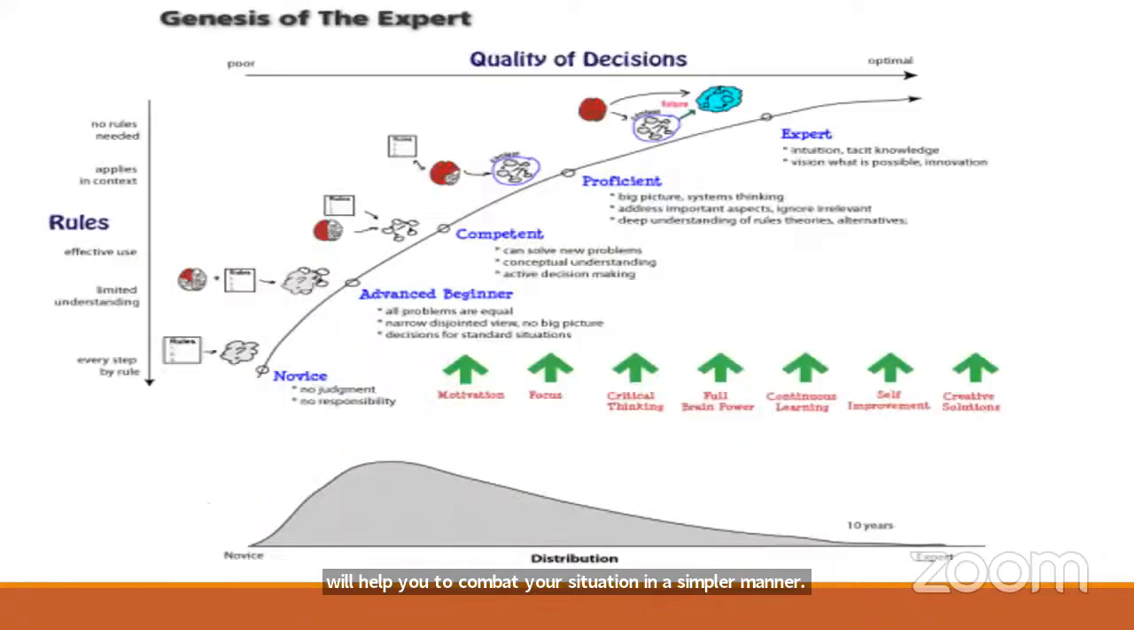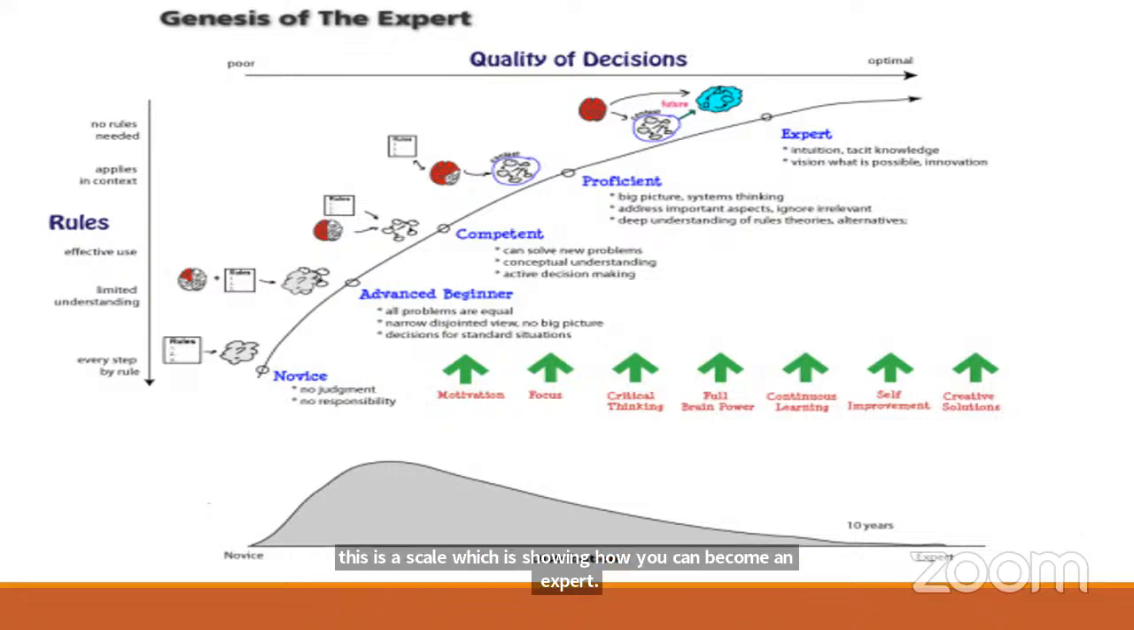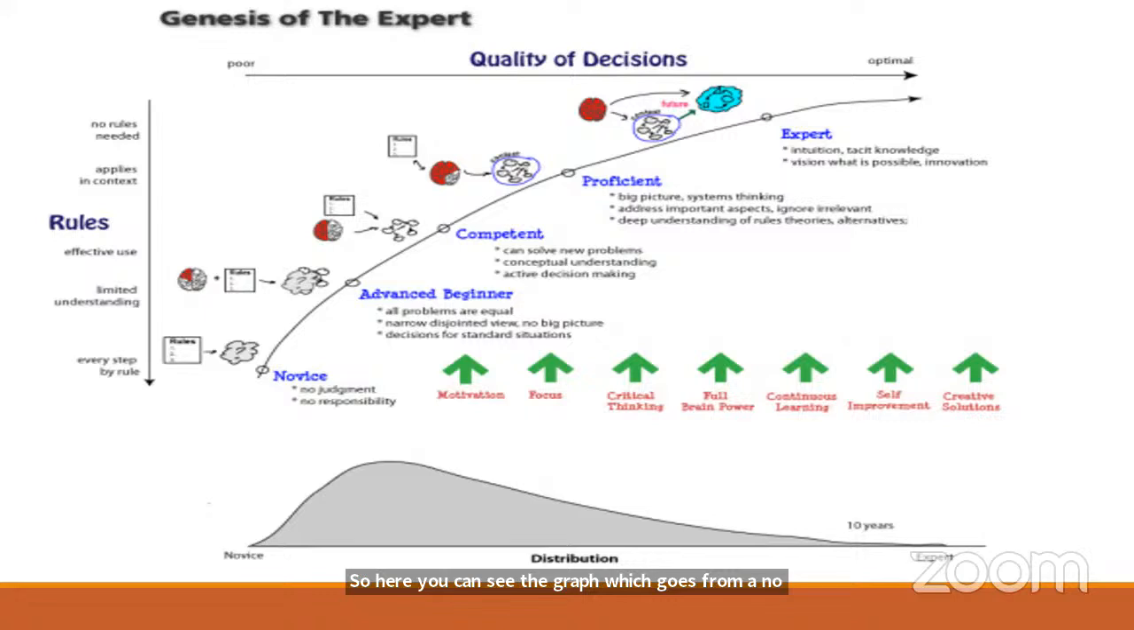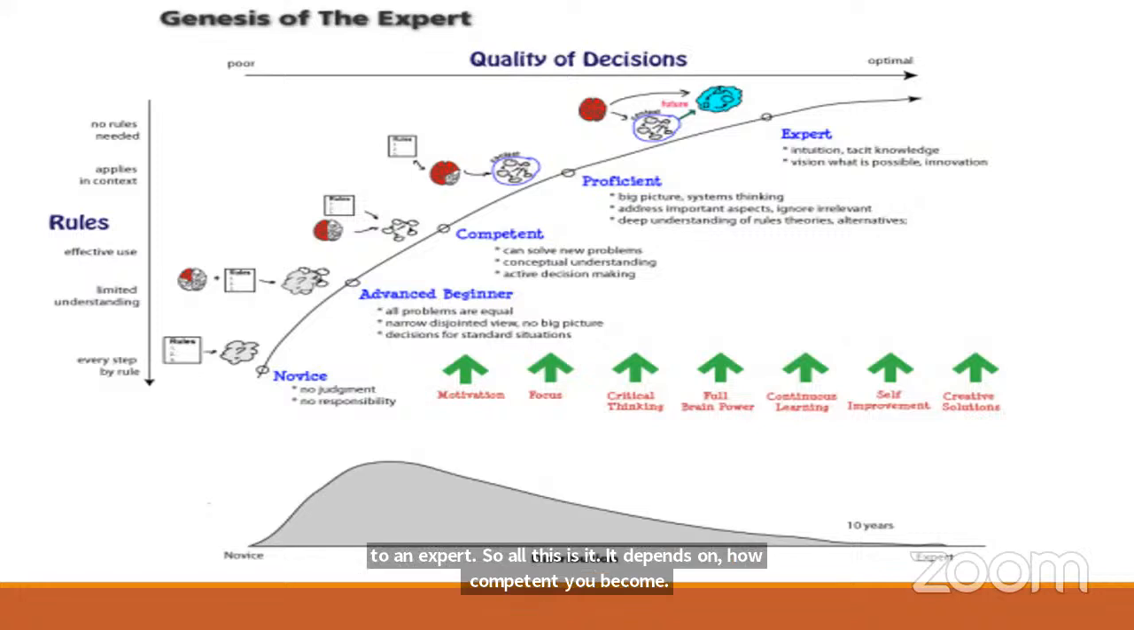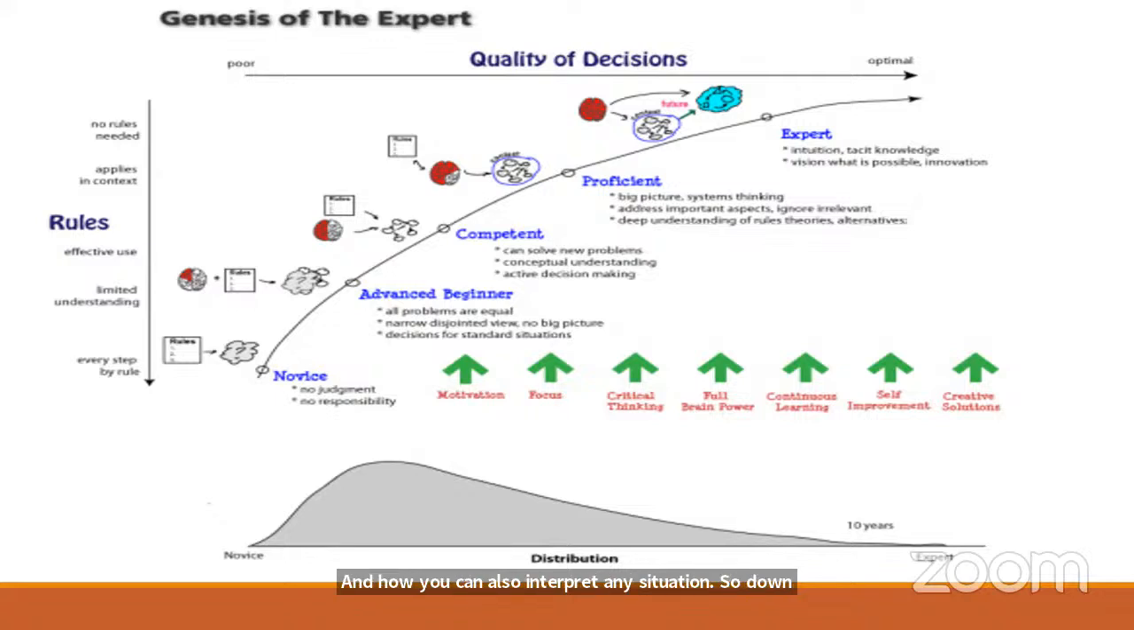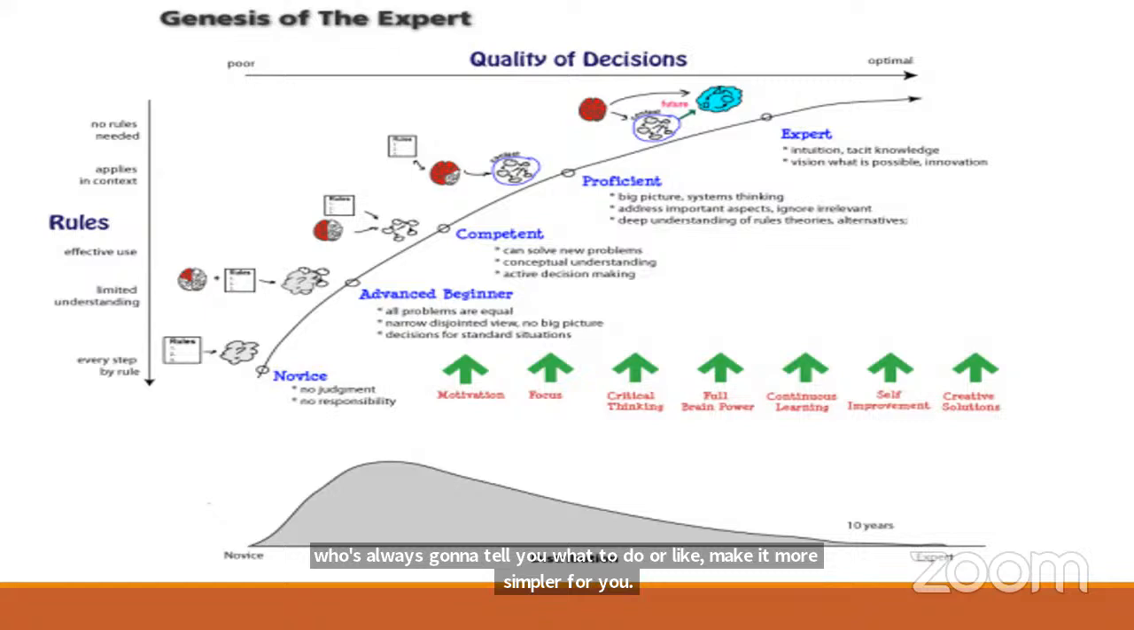So this is a scale which is showing how you can become an expert. Here you can see the graph which goes from a novice to an expert. It depends on how competent you become and how proficient you are in taking any decision and how you can interpret any situation. Down here you can see that the distribution scale from a novice to becoming an expert is about 10 years. If you have guidance and you're doing a fellowship, the time period is much lesser because you have someone who's always going to tell you what to do or make it simpler for you. So the period of time is also much shorter for us.